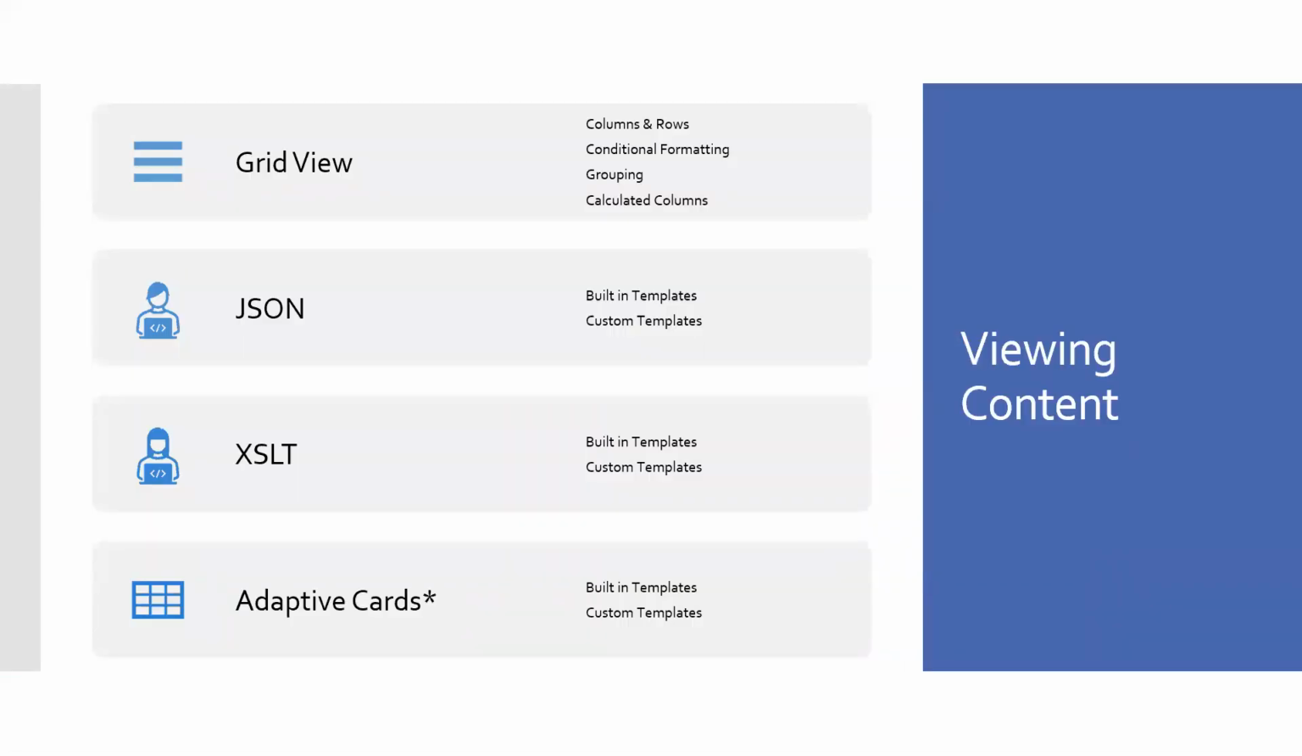So when you go to view the content, there's different ways of doing it. The grid view is the sort of default option, if you will. So we can use the grid view in order to be able to select different columns from the data source.